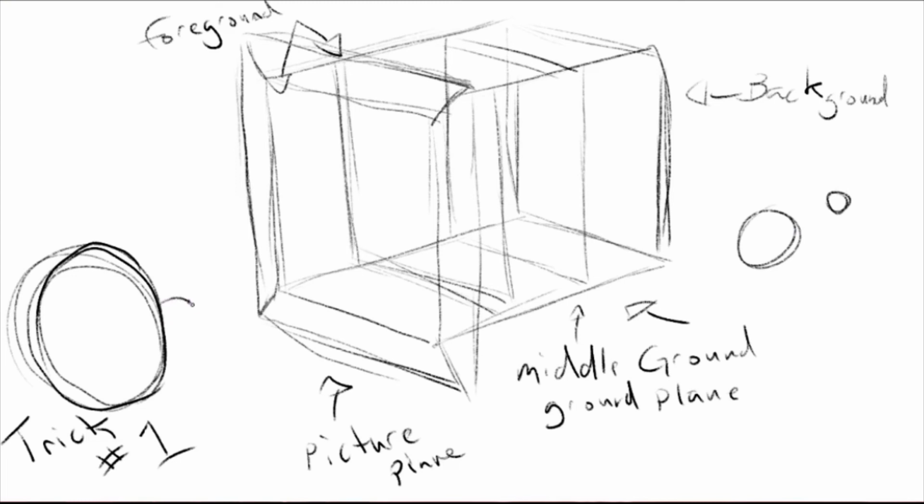But if I put one in front of the other, you immediately start to see the illusion of space there, especially when I indicate something like a horizon line. So the first trick is overlapping. Overlapping is the very first thing you can do to create a sense of space.